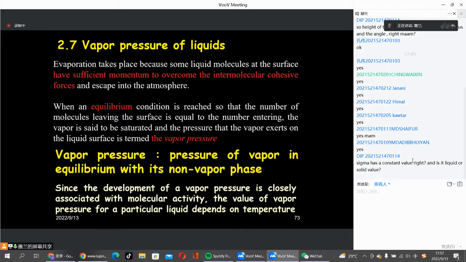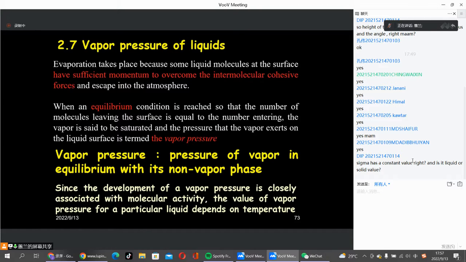First, evaporation takes place because some liquid molecules at the surface have sufficient momentum to overcome the intermolecular cohesive forces and escape into the atmosphere. This one, we all know, because the molecular force by the gas is larger than the intermolecular forces, and so the liquid molecules will also go to the air. This is evaporation. What can cause evaporation?